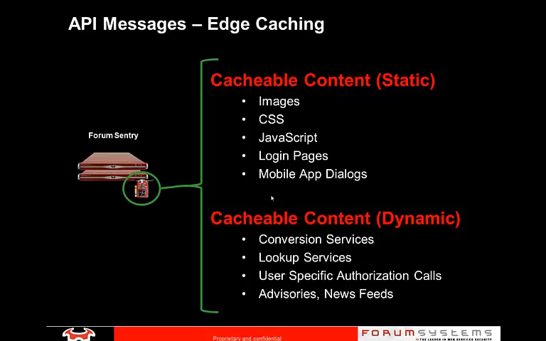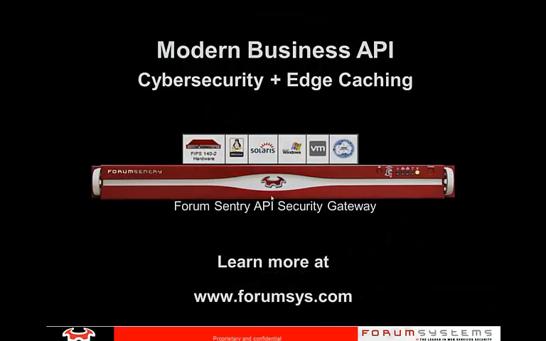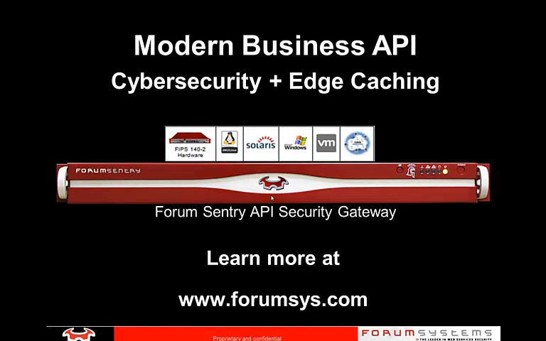So the edge caching capabilities of this Forum Sentry API Security Gateway are quite profound in what it can provide, and really the optimization is a profound new way of furthering the technology's capability to protect infrastructure APIs through cybersecurity protection, but also optimize those APIs with new, innovative, intelligent edge caching capabilities.